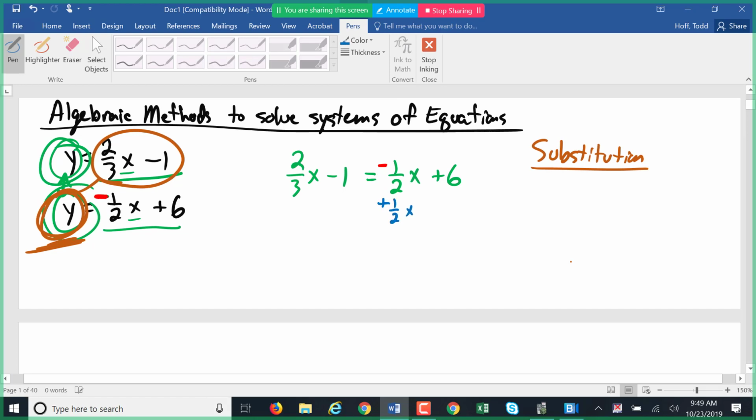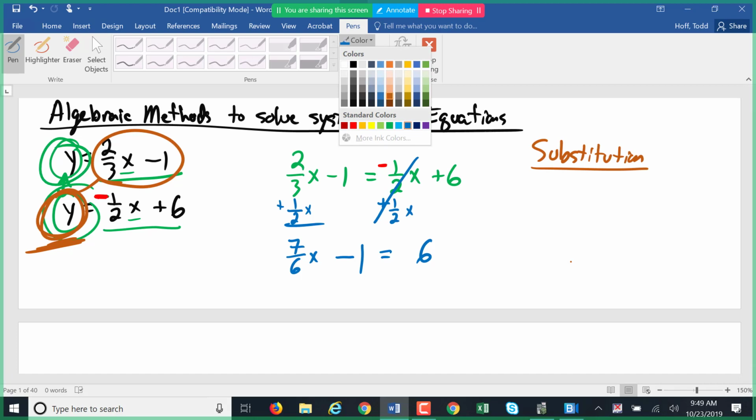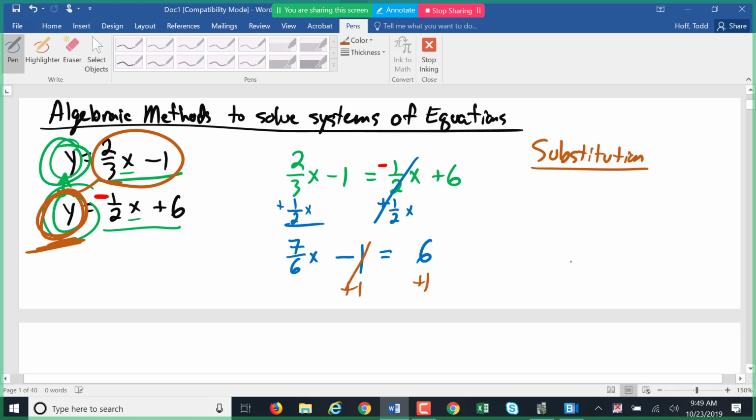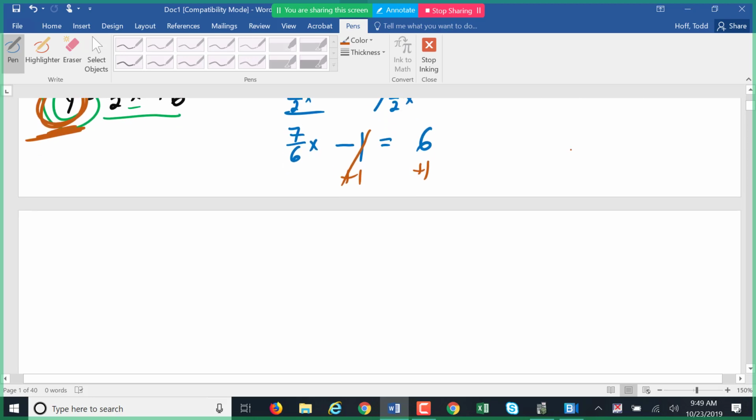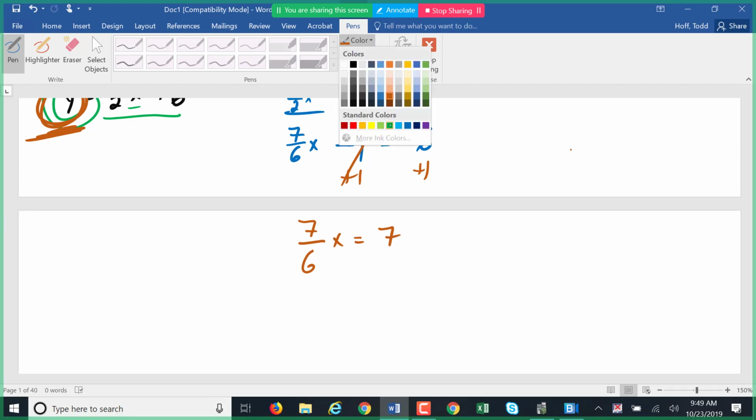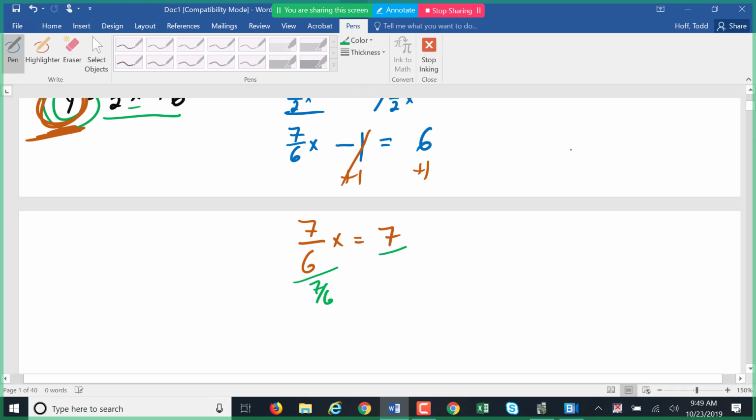So we're going to add 1/2 x. So 2/3 x plus 1/2 x is 7/6 x. We could write it as 1 and 1/6, but we know we're going to have to divide to get rid of it at some point. So 7/6 x minus 1 equals 6. We add the 1. 7/6 x equals 7. And we divide by 7/6. So x equals 7 divided by 7/6, which is 6. So we have x equals 6.